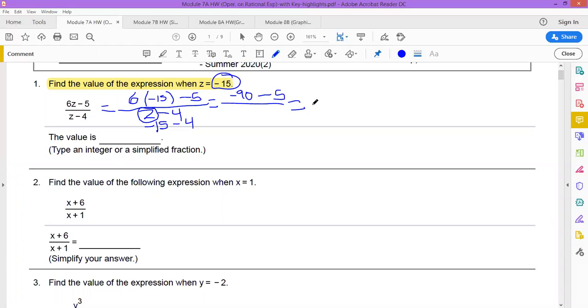So I'll go ahead and simplify the rest of the numerator. Negative 90 minus 5 gives us negative 95 in the numerator. In the denominator, negative 15 minus 4 is negative 19. I'll just carry over the negative 19. Now, we want to check and see if these two numbers can be divided evenly, and they can. 19 can be divided evenly into 95 5 times. Now, why is our answer positive? Remember, a negative divided by a negative is positive.